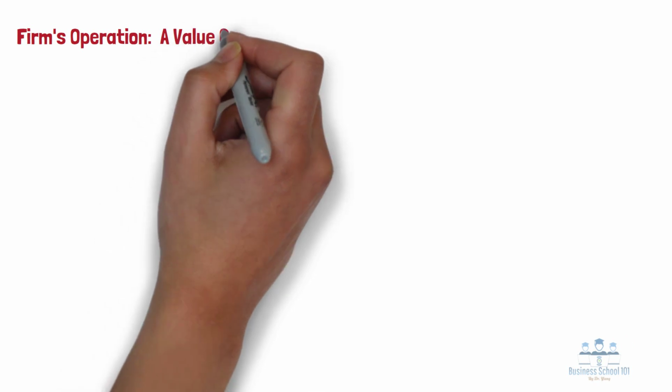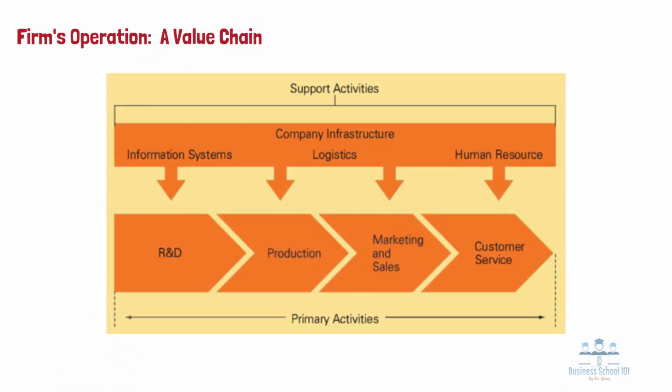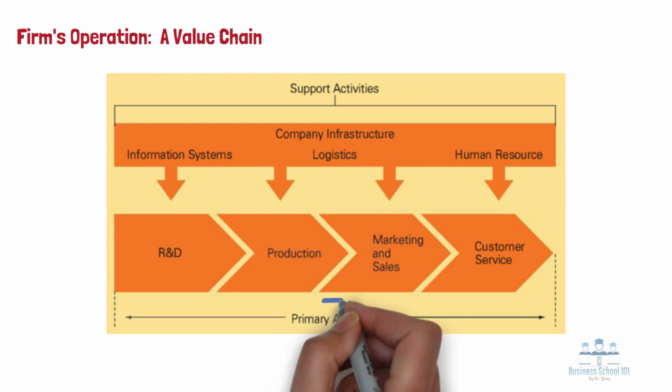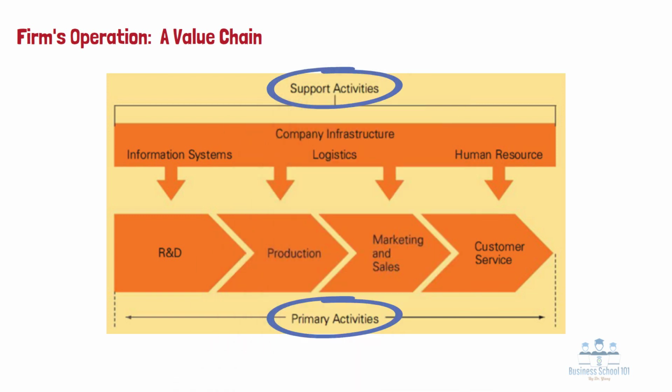The operations of a firm can be considered as a value chain composed of a series of distinct value creation activities, including production, marketing and sales, materials management, R&D, human resources, information systems, and the firm infrastructure. We can categorize these value creation activities or operations as primary activities and support activities.